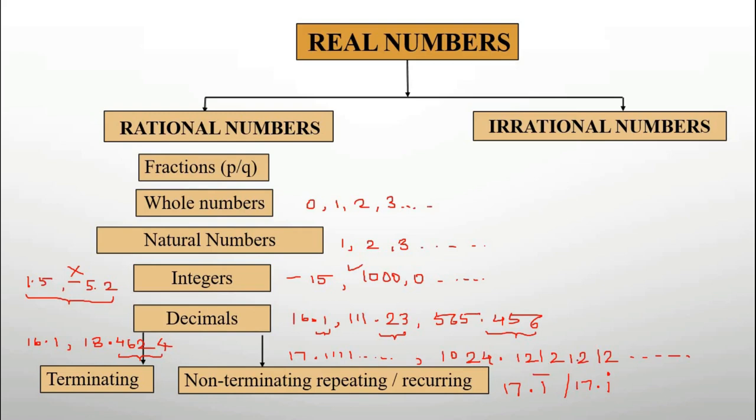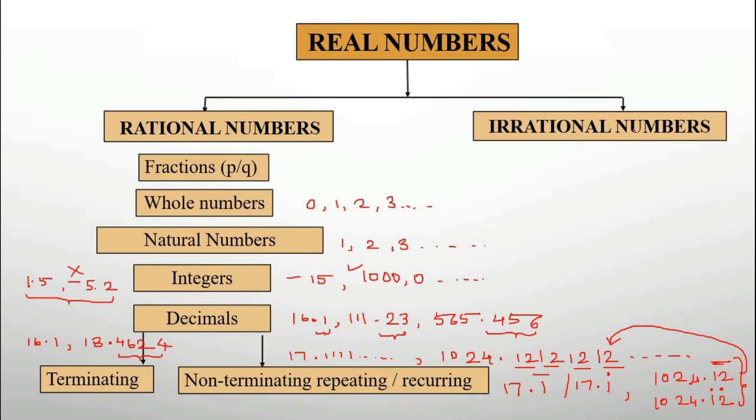Now 1024.121212 can be written as 1024.12. Now 12 is repeating, if you see 1212, 1212. So usually they put a bar above 12 or they put it as 1024.12, and these two are repeating, so they put a point above 1 and a point above 2. So the meaning of these two stays the same, saying that 1, 2 is repeating again and again. So these two categories fall under the decimals, and these decimals will fall under the rational numbers. That is non-terminating. You can see they are not terminating, or they are not stopping after the decimal place, and they are repeating themselves forever. So these fall under the non-terminating repeating decimals for rational numbers.